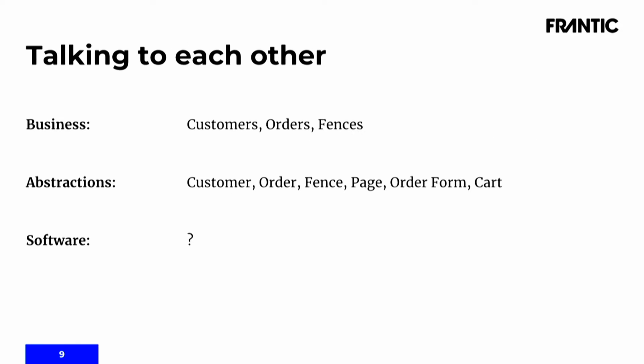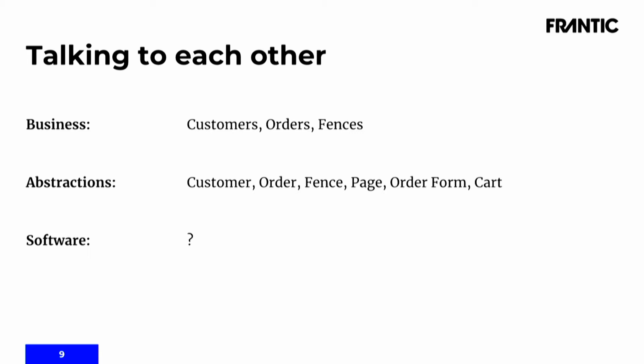Now, how do we talk to each other? Because it's quite clear that on the business requirement side we have some abstractions coming in, and then we have some abstractions coming in from our implementation. But what about the software?